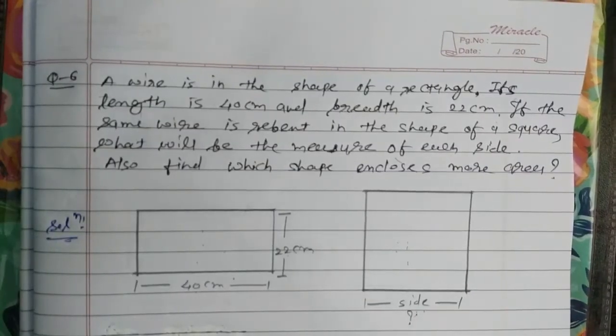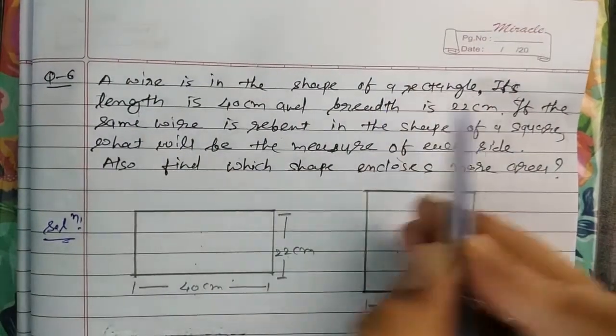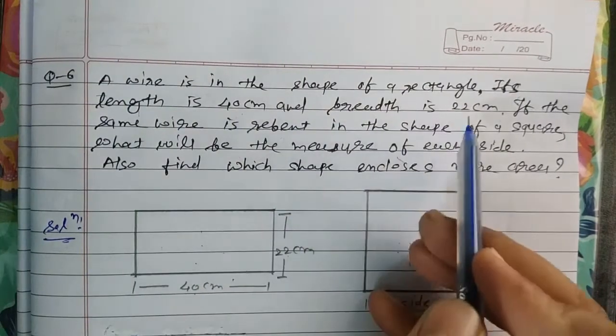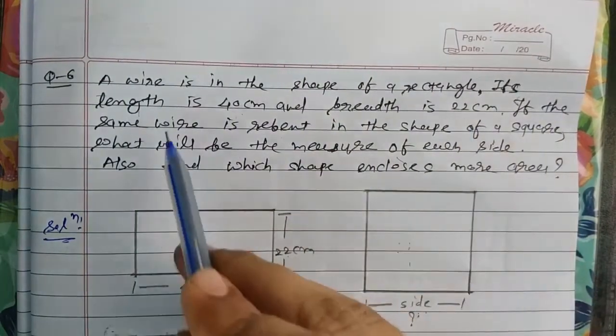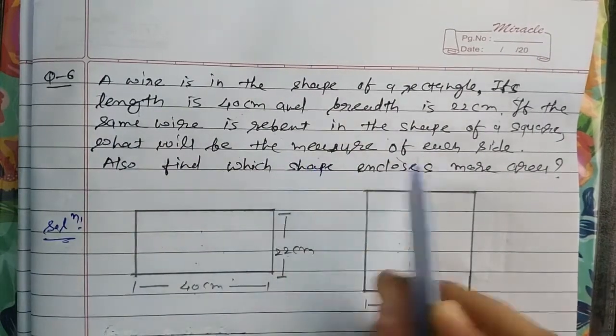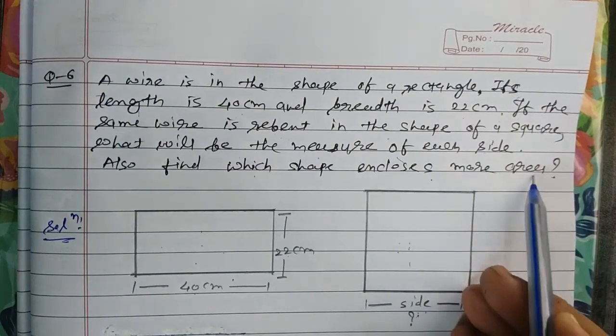Question number 6. A wire is in the shape of a rectangle. Its length is 40 centimeter and breadth is 22 centimeter. If the same wire is rebent in the shape of a square, what will be the measure of each side? Also find which shape encloses more area.